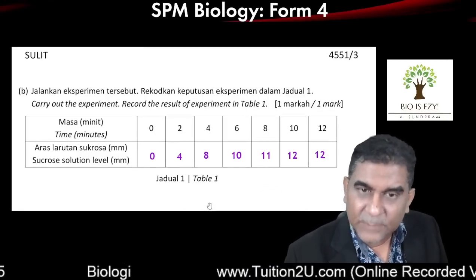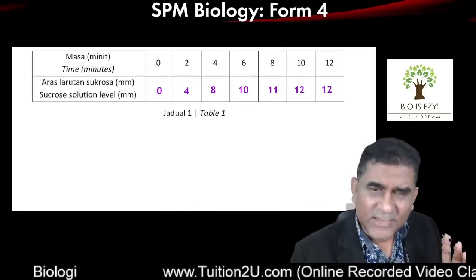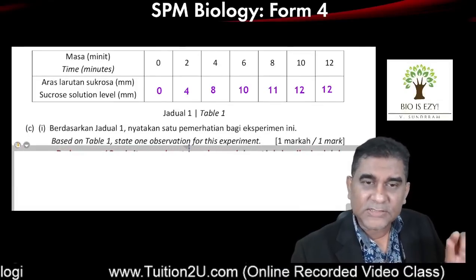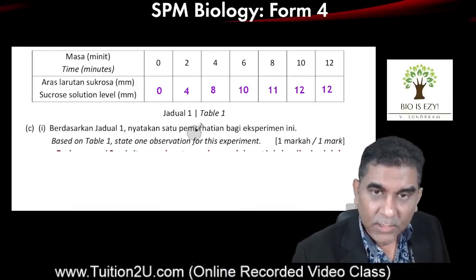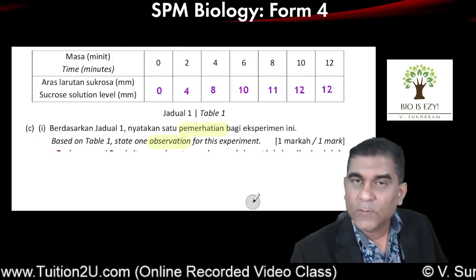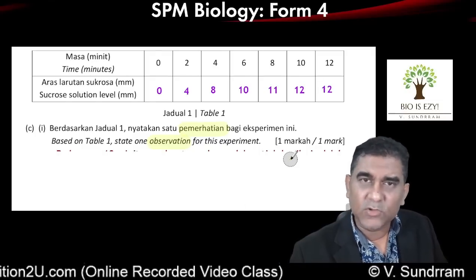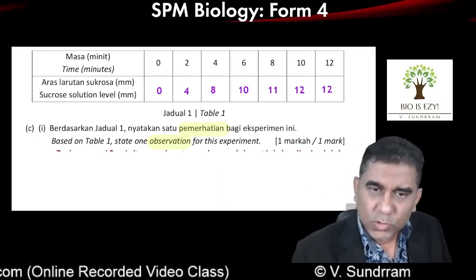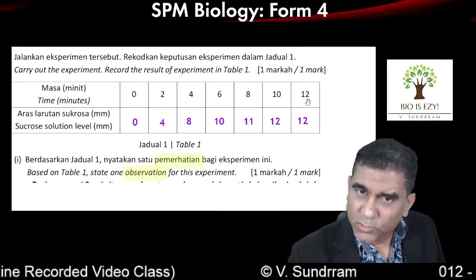Andaikan ini yang kita dapat. So based on this, we said we have a few questions, standard questions. So the first question should be observation. Berdasarkan jadual 1, berikan 1 pemerhatian bagi eksperimen ini, observation for the experiment. The word is observation. Meaning, you don't have to explain anything. You just write what you see. So you can actually choose any one of this. You need only one observation. You can choose any one of this.